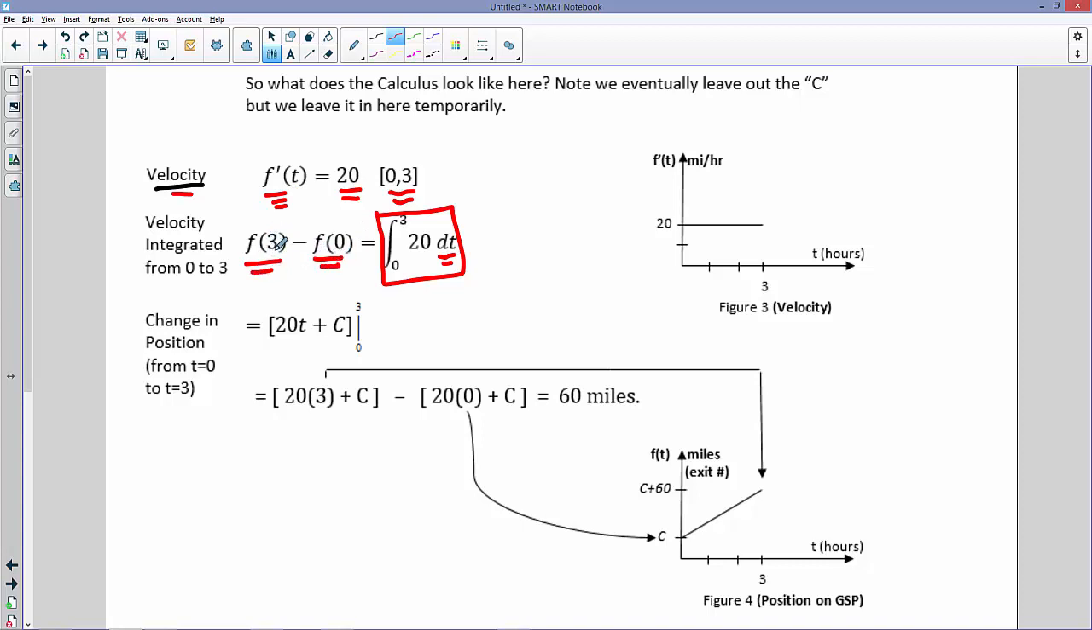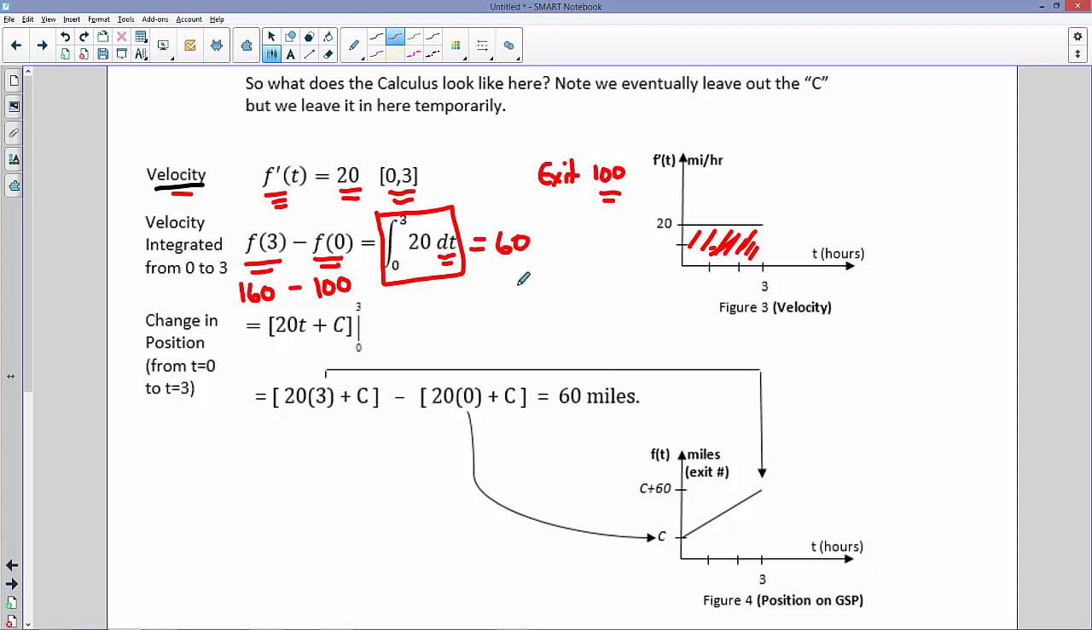In other words, what exit were you at 3? So let's say we started at exit 100. I don't know if that was one of the examples, but we'll just say we started at exit 100, okay? Well, if we started at exit 100, and you know what happens, 60 miles later, 3 hours later, 60 miles later, we were at 160 miles, okay? So if you end up at 160 miles and you started at exit 100, that's equal to 60, which is exactly what we knew it would be.